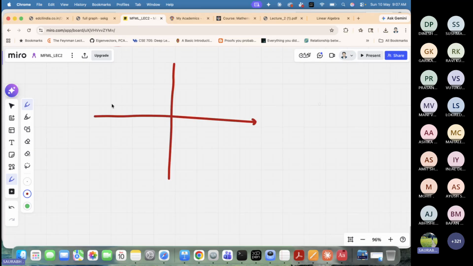Let's say that this is a two-dimensional world that we have, and this will clarify some of your questions. Let's say that there is a line which doesn't pass through the origin. This is that line. Do you think this particular line is a vector space?